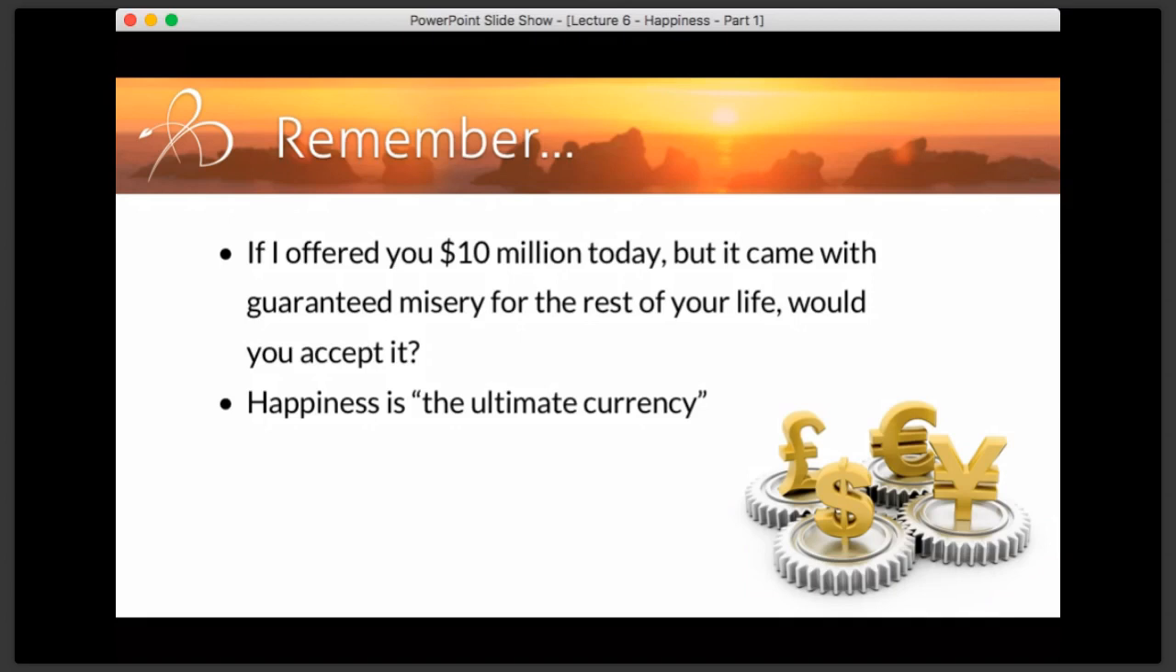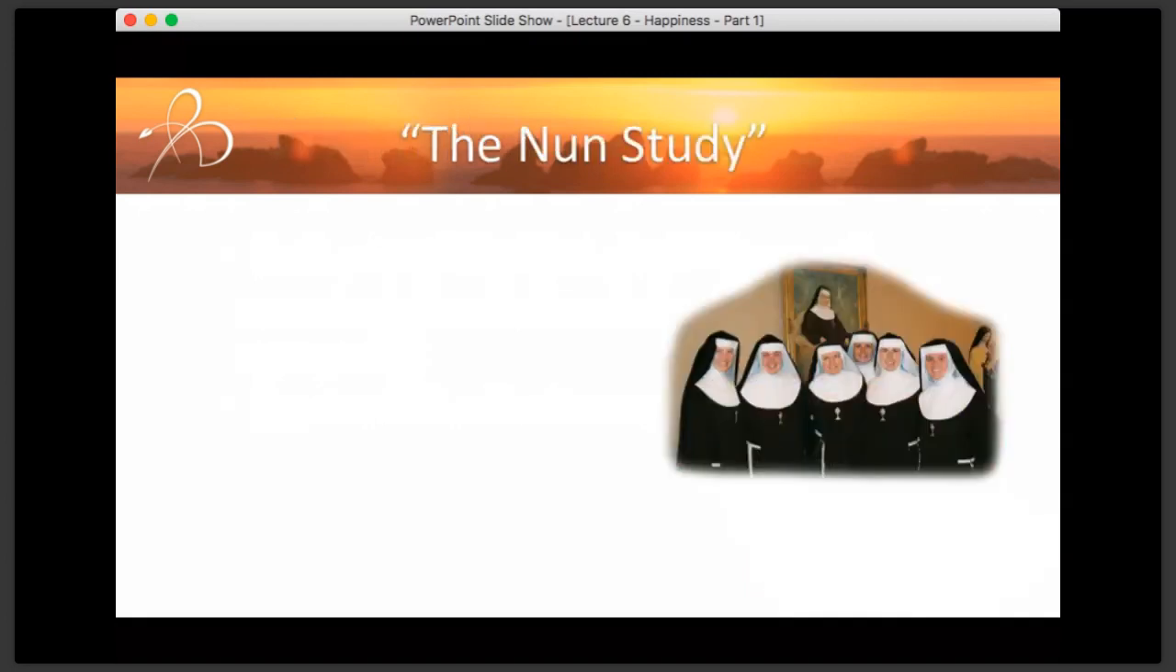And when you think about it in that way, it starts to become clear that happiness is the ultimate currency. There's nothing I would accept, right? The happiest marriage in the world, but you'll be miserable every minute of every day for the rest of your life. The most well-adjusted kids, but you'll be miserable every day for the rest of your life. And there's nothing that's worth being miserable every minute of every day for the rest of your life, right? In that sense, happiness is the ultimate currency. Well, happiness is good for more than just that.